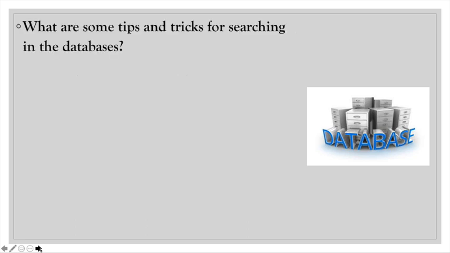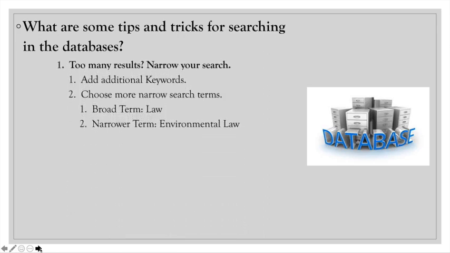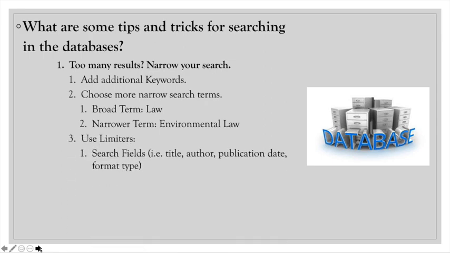So let's think about some tips and tricks for searching in the databases. Many times you might enter in a key term and you'll see that you get way too many hits than you are ready to go through. So one thing you can do is think about narrowing your search. So in other words, choose an additional keyword, perhaps one that more narrowly focuses what you're looking for. So instead of putting in law, you might put in environmental law. And what that will do is narrow that search so the articles that are being brought forward have to do with specifically environmental law.